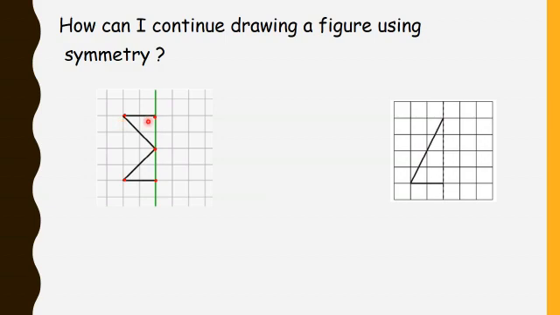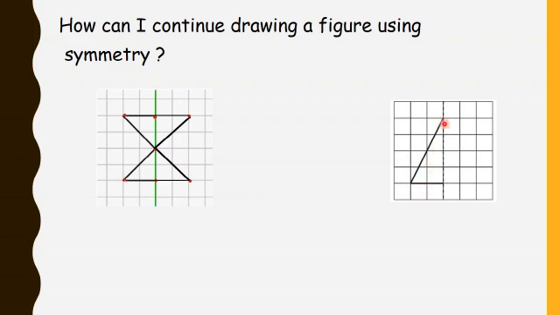As for this point, I have to move 1, 2 squares to the left. So in order to draw it on the other side, I have to move 1, 2 squares to the right and plot it. This point is already on the axis of symmetry, so I keep it in its place. As for this point, I have to move 1, 2 squares away from the axis of symmetry to the left. Then I have to move 1, 2 squares to the right away from the axis of symmetry and plot a point. And finally, I have to join the points together.